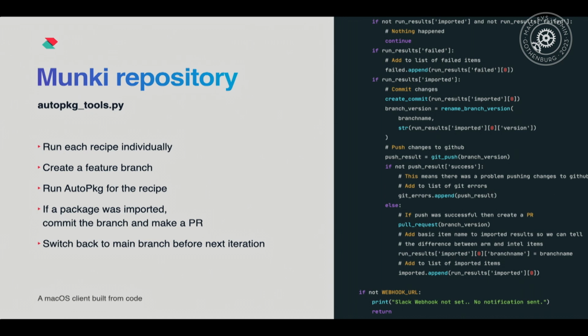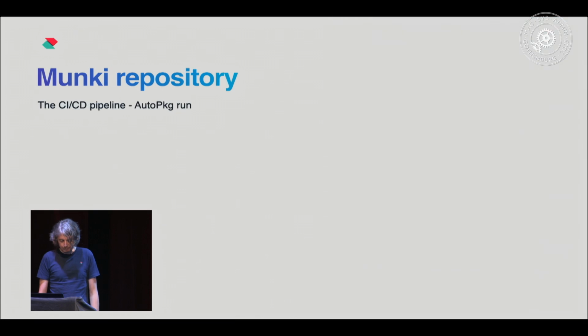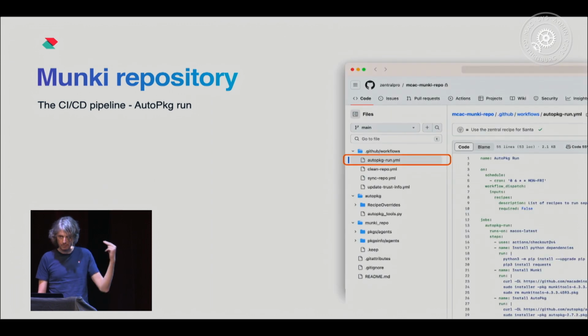So every single change is going to be pushed in its own pull request. There's a pull request for Firefox, there's a pull request for Osquery, and only when they are merged are we going to change the actual repository. So for this, we need the pipelines, and there are two main pipelines we are going to illustrate. This is a contribution by Guccio. So the first one is to run AutoPkg.